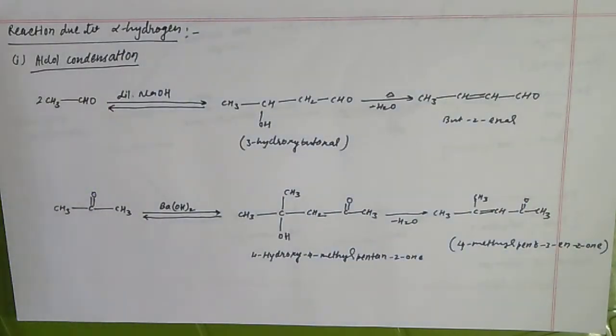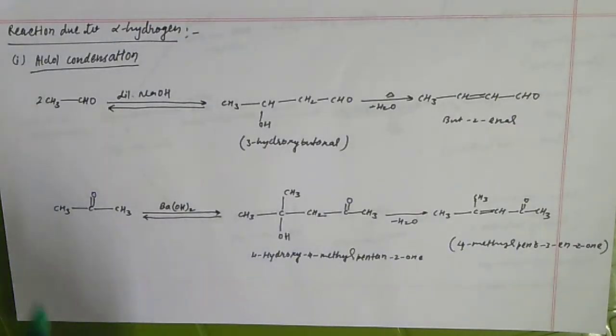Reaction due to alpha hydrogen gives the aldol condensation and cross aldol condensation. A carbonyl compound, whether aldehyde or ketone, having alpha hydrogen will undergo the condensation reaction in the presence of base and form beta hydroxy aldehyde or beta hydroxy ketone, which is quite unstable. On a little elevation in temperature it will give the alkenes with the aldehyde or the carbonyl compound.